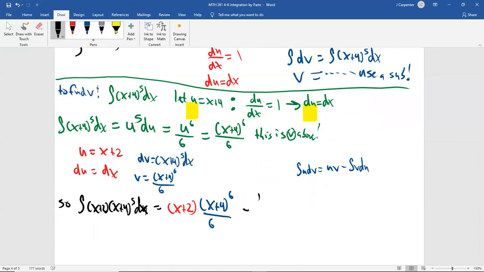And minus the integral of v du. V is again (x plus 4) to the 6th over 6. Du was the dx.